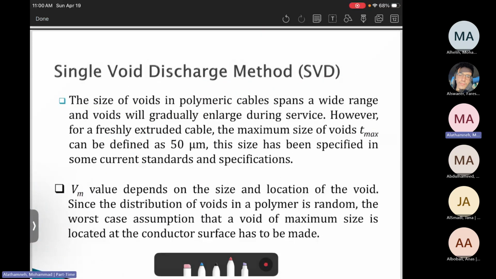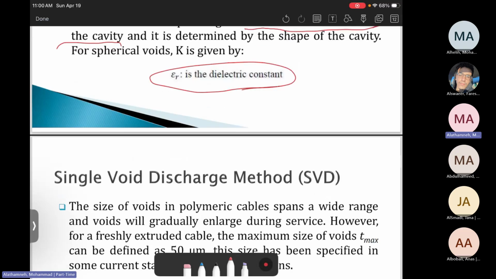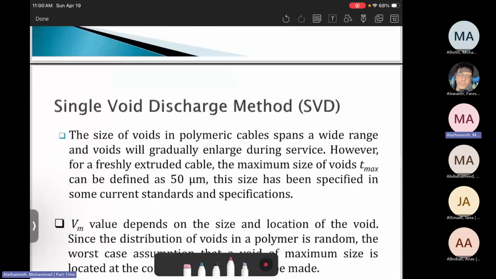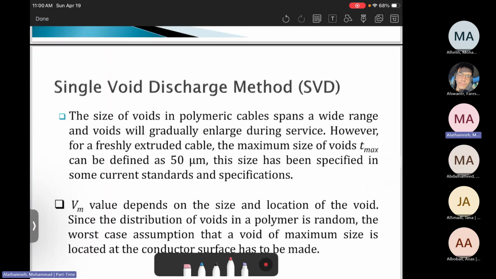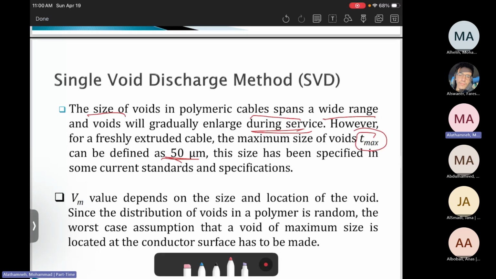In the single void discharge method, SVD, the size of the voids in the polymeric cables spans a wide range, which will gradually enlarge during service. However, for freshly extruded cables, the maximum size of the voids, Tmax, can be defined as 50 micrometers. This size has been specified in some current standards and specifications.